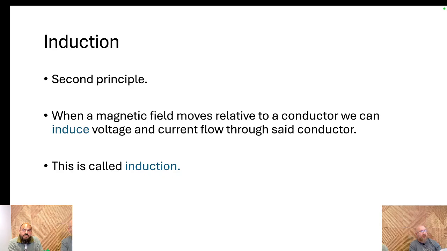Okay. So that's the magnetic side of things. Induction is the other side of it. That's where we're using magnets to create voltage and current in a conductor. So let's see what happens with induction.